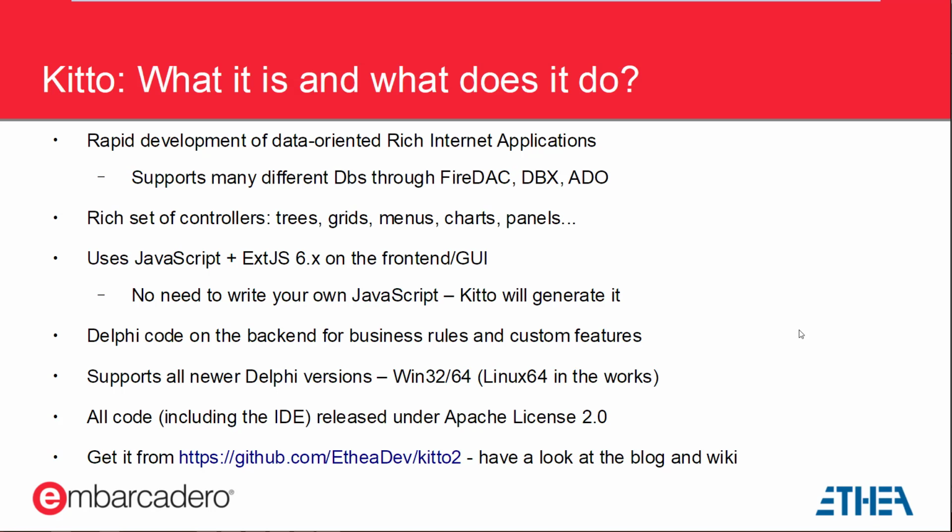All code, including the IDE, is released under the Apache license 2.0, and you can clone our GitHub repository and start working with Kitto right away, possibly send a pull request if you happen to fix a bug or enhance something. Don't forget to have a look at the blog and, more importantly, the wiki pages, which represent the bulk of Kitto's documentation. You will find lots of information that I am not going to be able to give you in the limited time I have for these webinars.